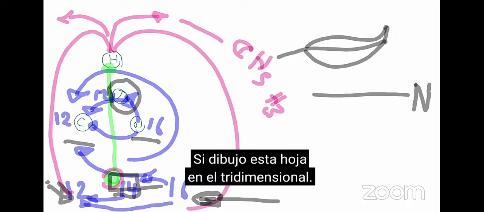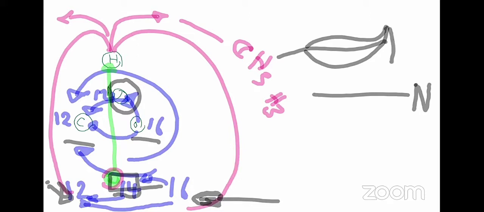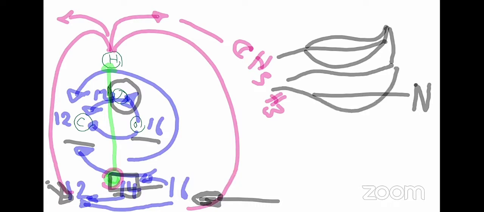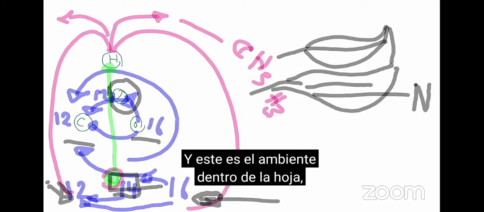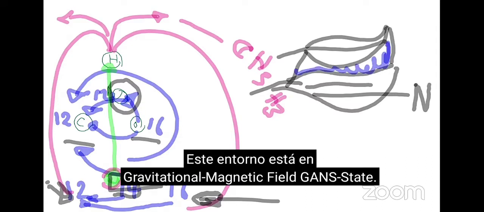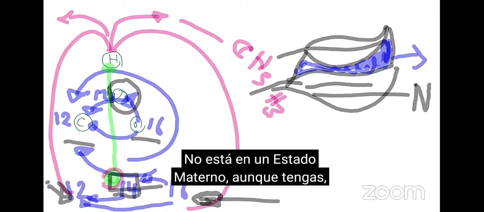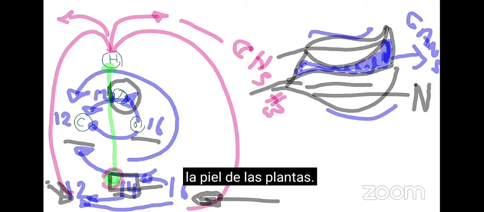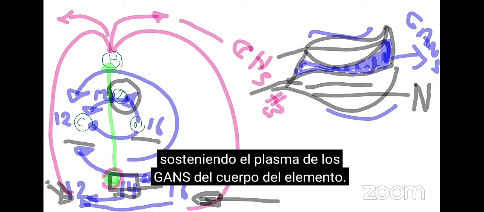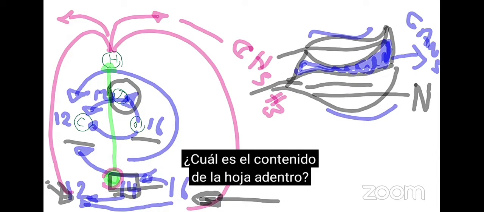If I draw this leaf in three dimensions, I'm not a very good drawer, and this is the environment within the leaf. Here, this environment is in the gravitational magnetic field Gans state, not in the matter state, even though you have the skin of the plants. The skin of the leaf is the skin of the body of the man, holding the plasma of the gans of the body of the element, which is the leaf content inside.